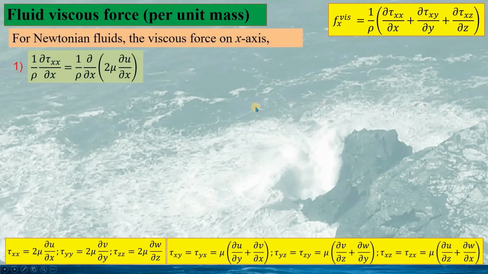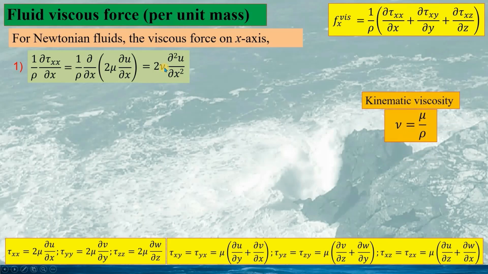Now we look at the viscous force, the component on x-axis. From the expression, the first term would be given as this, and we can use the definition of the stress tensor. So we have the expression as this. Considering the Newtonian fluid, mu is a constant, so we can have this. Here, nu is the kinematic viscosity, defined as this. We have seen this before.